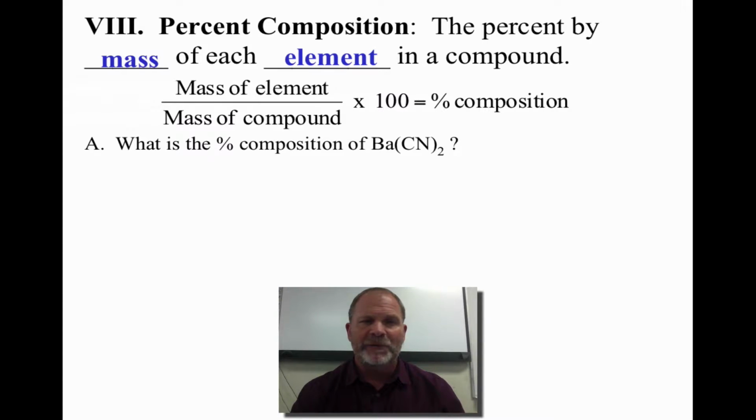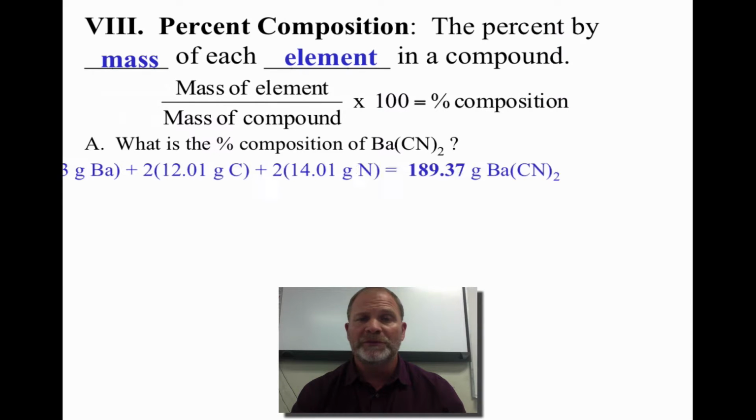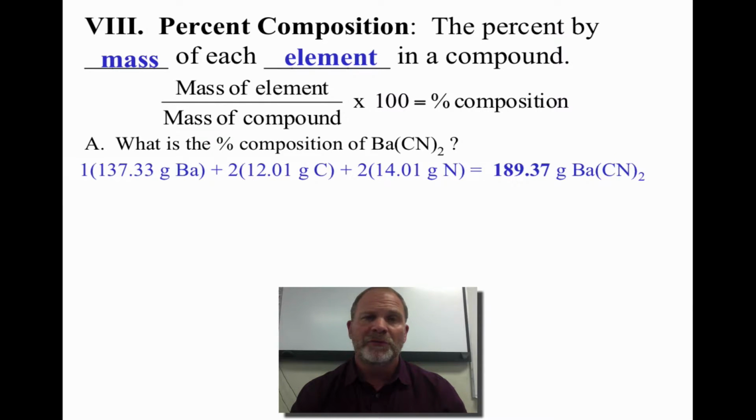So our first example here says, what is the percent composition of BaCN2, which is barium cyanide? So first of all, before I can figure out the percent composition of this compound, I have to know the mass of the whole compound. So again, before I can go after the elements that make it up, barium, carbon, and nitrogen, I have to know the mass of the whole compound, which is just molar mass. So I go to the periodic table and add up 1 barium, 2 carbons, and 2 nitrogens. And the total mass of the class is 189.37 grams.